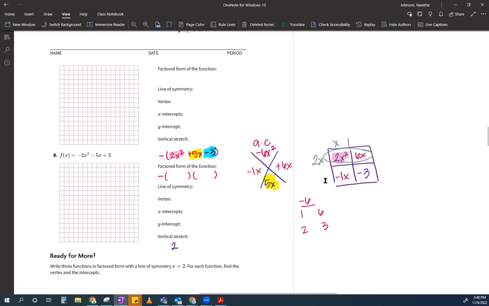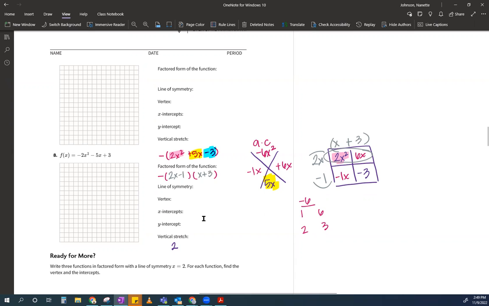And then x times what gives me negative 1x? Very good. That's minus 1. So there's my two factors, x plus 3 and x negative 1. And then negative 1 times positive 3 does give me negative 3. So there it goes. So I'm going to write my two factors out, 2x minus 1 and x plus 3.